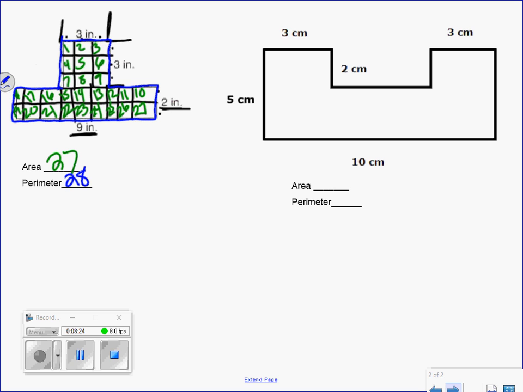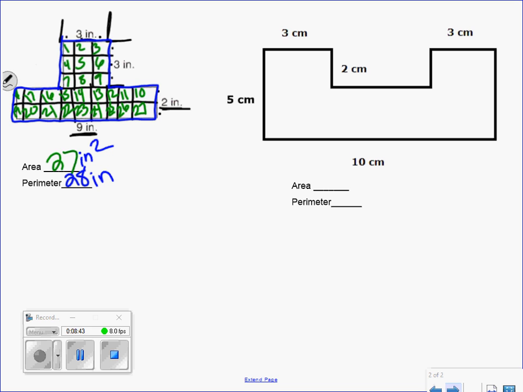Now, I'm given the dimensions here, so my area would be 27 inches squared, and my perimeter would be just 28 inches. Area is always done in square units, so we put that little 2 in the air for square units. Now, when I'm looking at my next shape, it looks like a U.